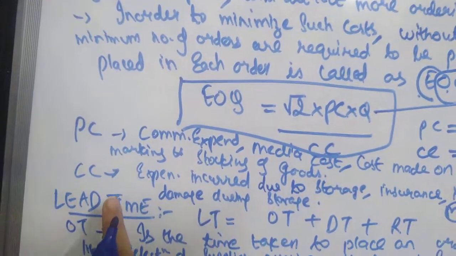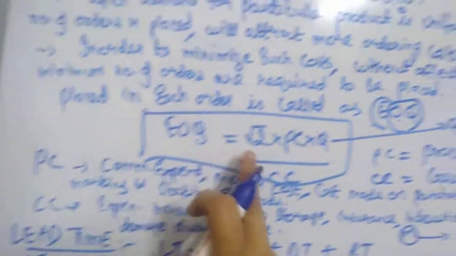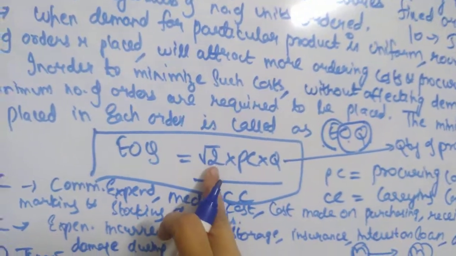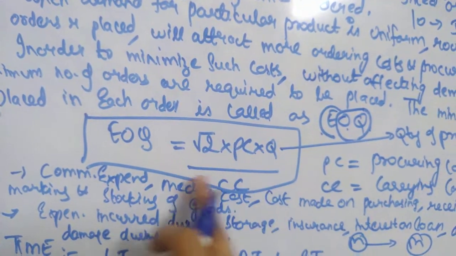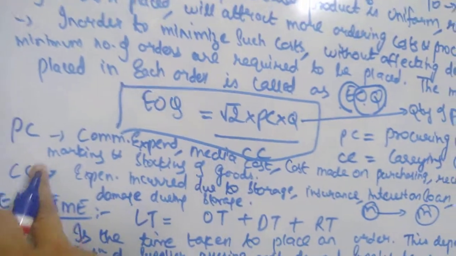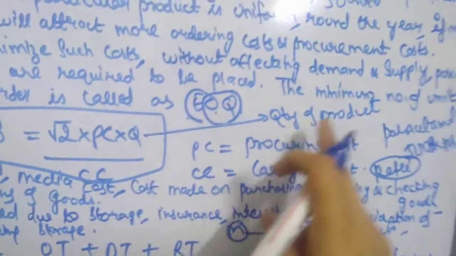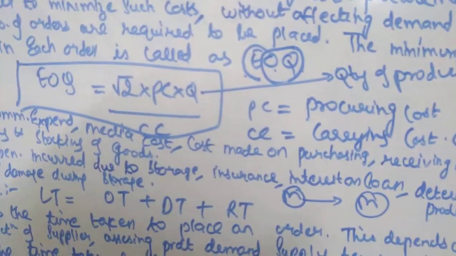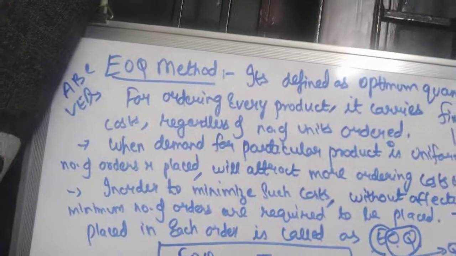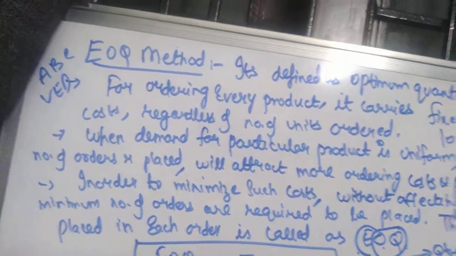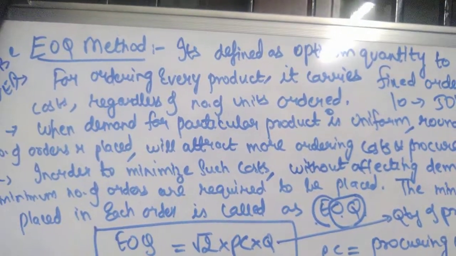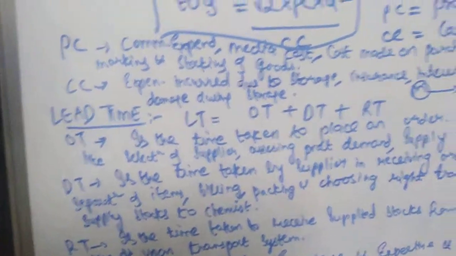Okay, so this is with your procuring cost, procurement cost and carrying cost. So by this you can calculate your EOQ, square root of 2 into PC into Q divided by CC. PC is procurement cost, CC is carrying cost, where Q is the quantity of the product ordered in number of units. So this is with your EOQ method. Okay, you have to discuss 5 methods. So we have already discussed 3 methods, and the 4th method is your lead time.